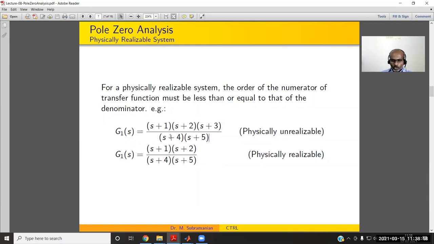Or the output should have the higher order. Okay, this is what is called an unrealizable system.